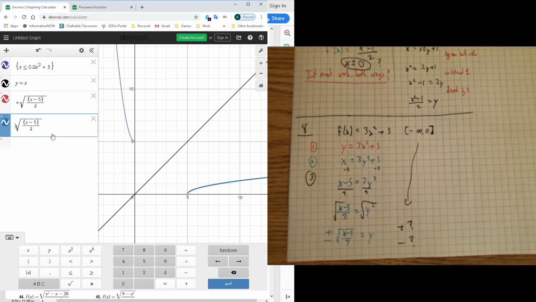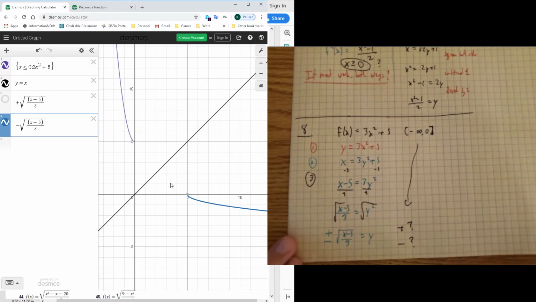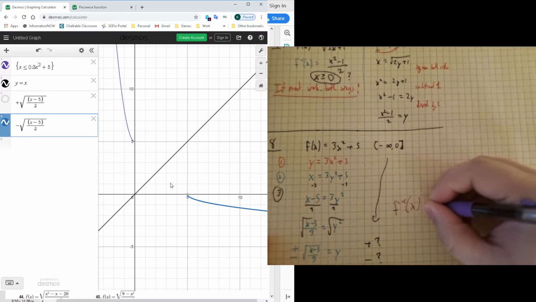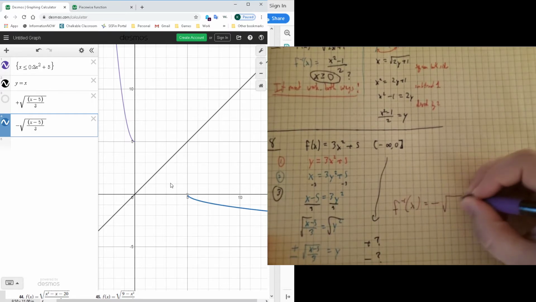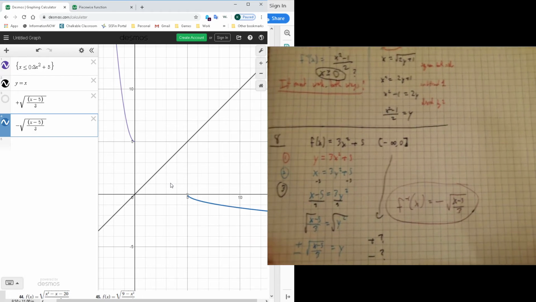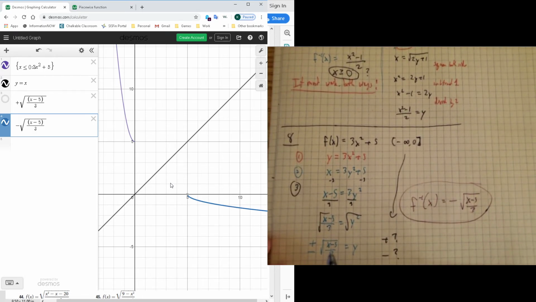Well, what about the negative? Well, that looks like an inverse. And so for this problem, f inverse is the negative square root of (x minus 5) over 3. You have to be conscious when you do these problems of the fact that there could be domain issues or there could be issues with the radical. And so you must always be on point and looking and trying to find places where this can happen.